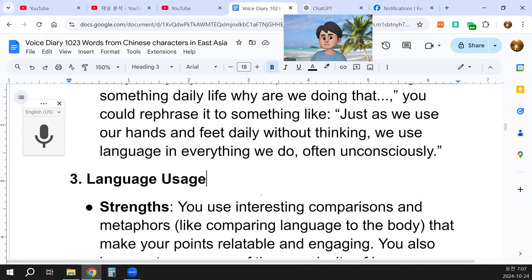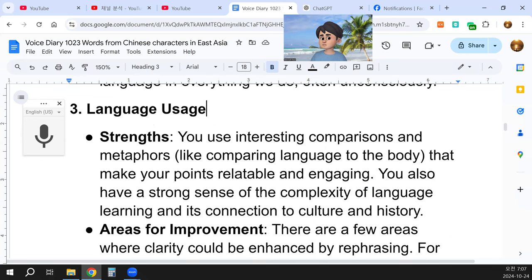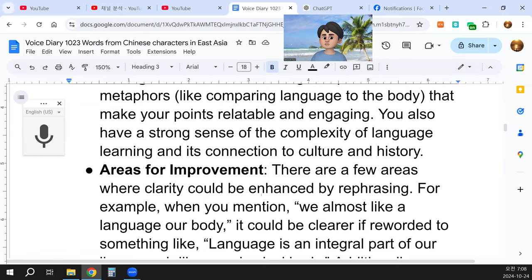Language usage, strengths. You use interesting comparisons and metaphors, like comparing language to the body, to make your point light, helpful, and engaging. You also have a strong sense of the complexity of language learning and its connection to culture and history.